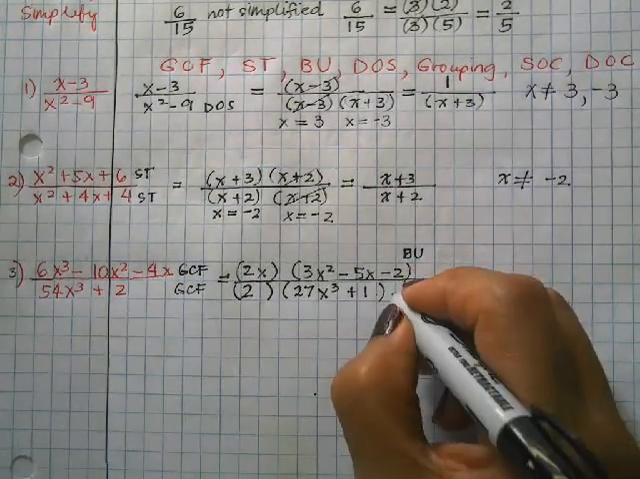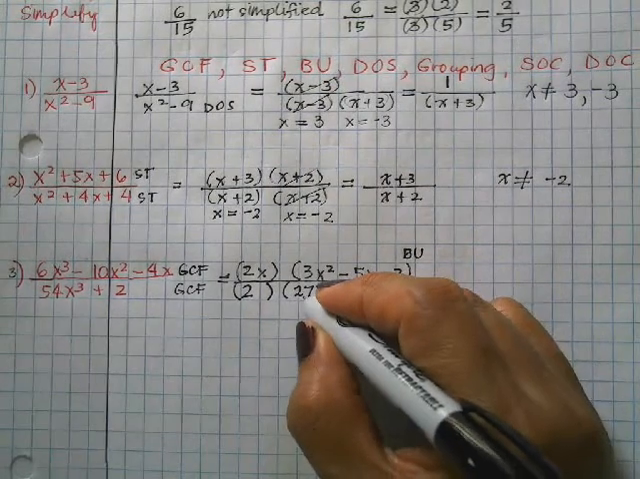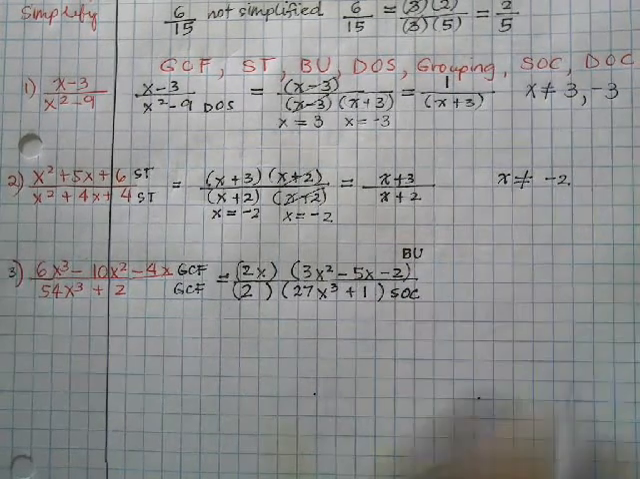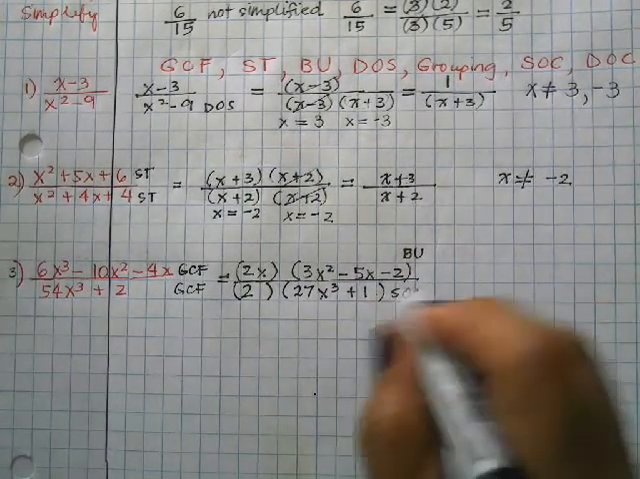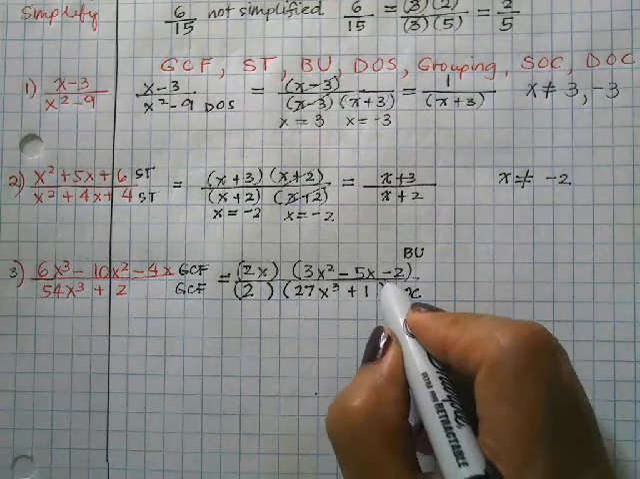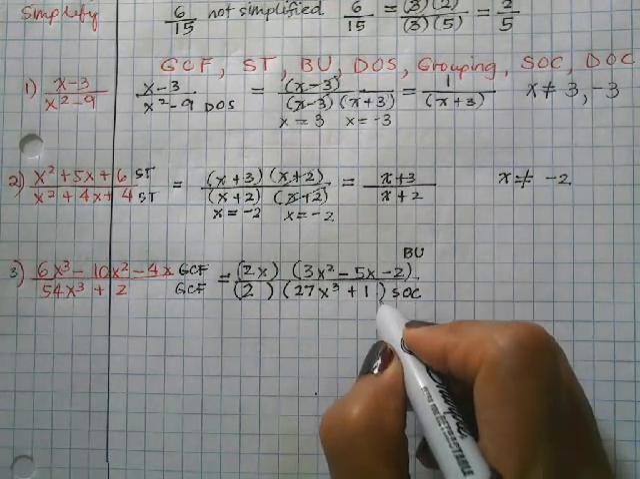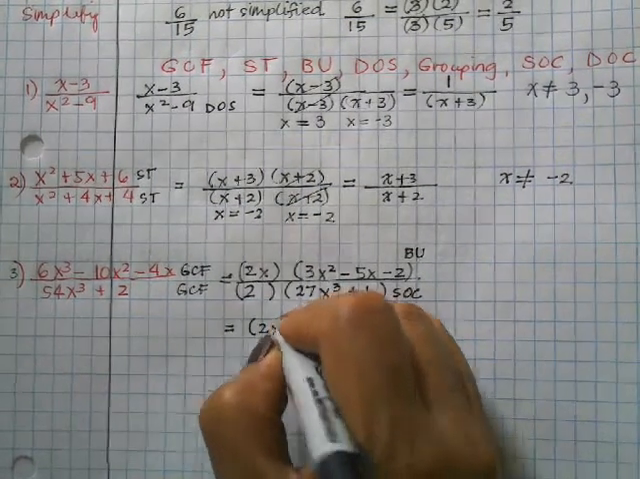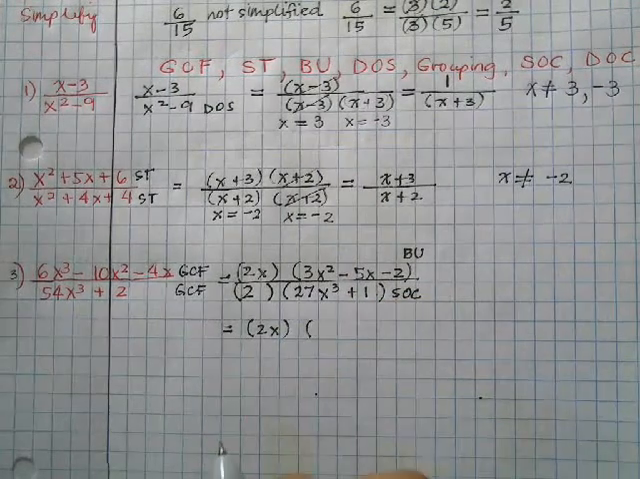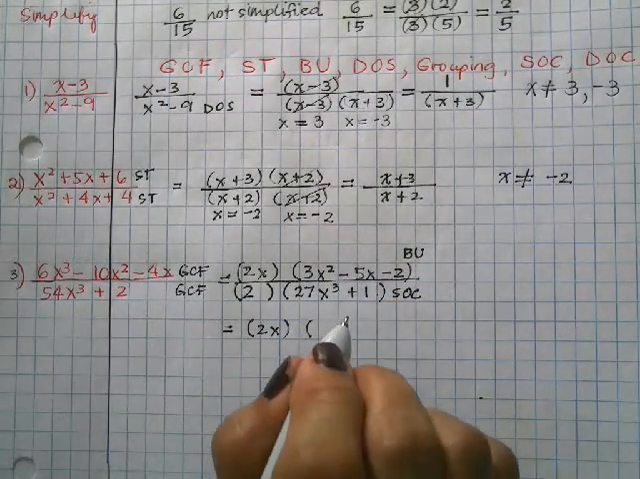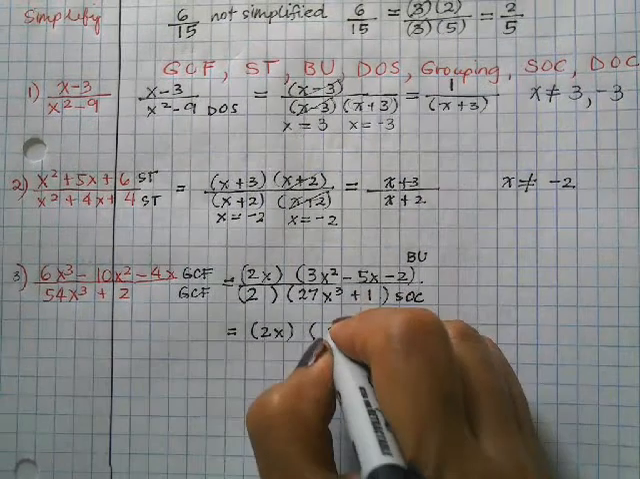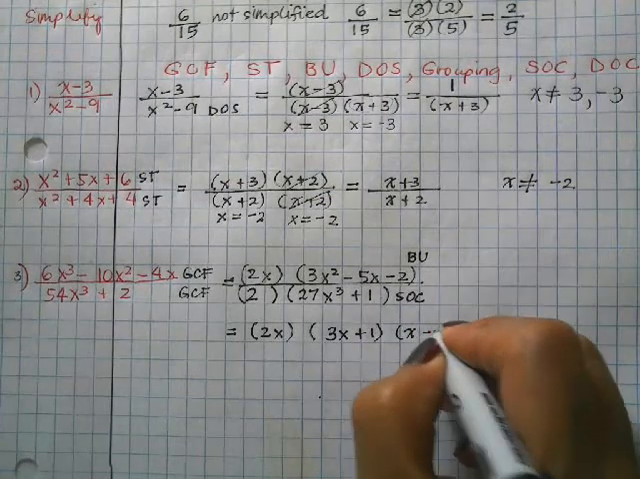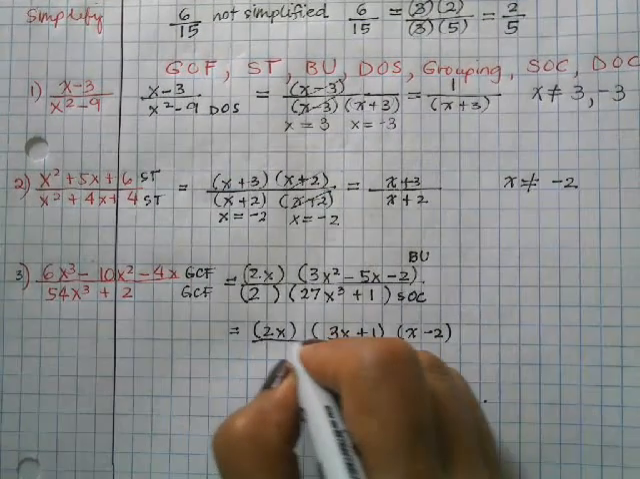And let's try here. 27 is a perfect cube, 1 is a perfect cube, so that is a sum of cubes. Okay, so do it on the side. Factor that as bottoms up and this one as sum of cubes. Okay, so 2x, if you factor that, that would give you 3x plus 1, x minus 2.